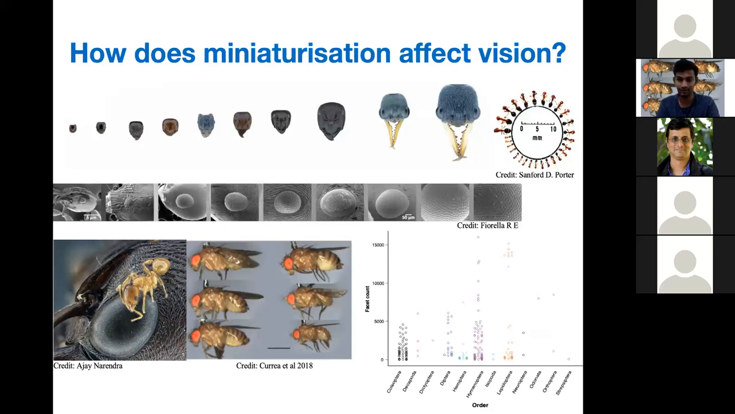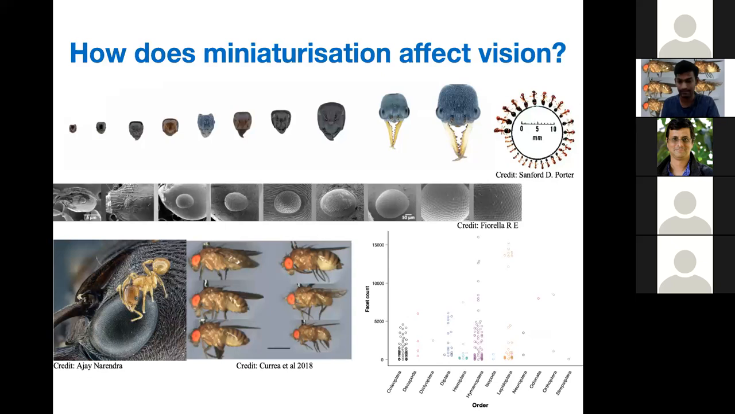I'd like to show another plot that I've been working on for a review, where I compiled the number of facets, or number of ommatidia, in the eyes of different arthropods. As you can see, Hymenoptera and Lepidoptera have really huge variation in the number of ommatidia. Similarly, some Coleoptera and Diptera also have some variation. So these orders would be perfect to test how miniaturization could affect vision.